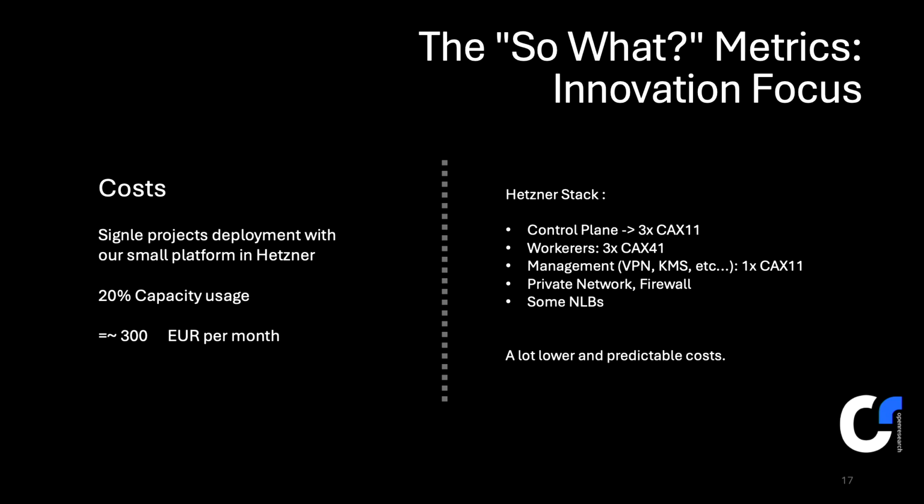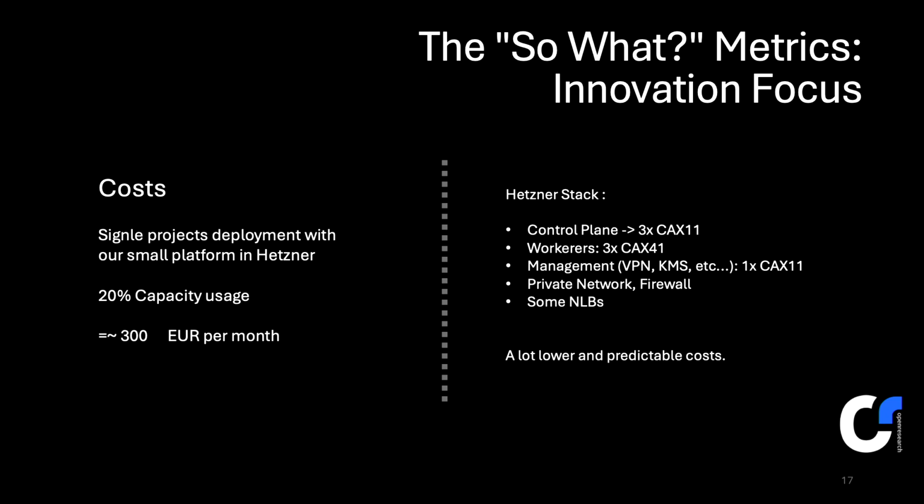So with the new infrastructure, for a single project in this platform that I described, we still use a control plane. We use 3 nodes with the smallest type because it's just coordinating. We use 3 big workers in Hetzner. We use some management machines running a VPN, KMS proxy, etc. We have some private networks, a firewall, and some load balancers. And this is super cheap in Hetzner, and these are static costs. You can know every month how much it costs, because Hetzner gives you 20 terabytes of traffic flat, so go nuts.